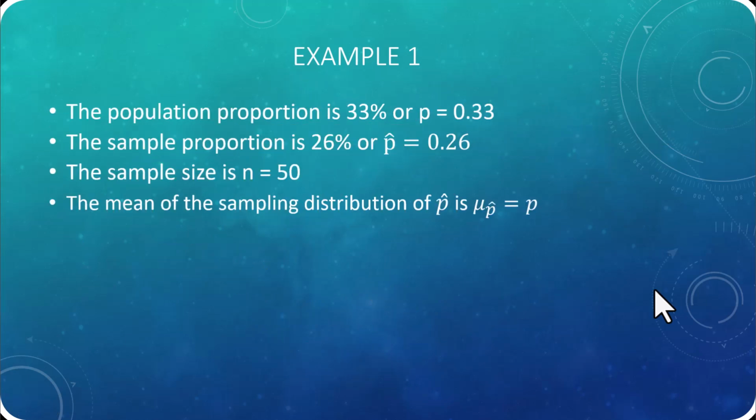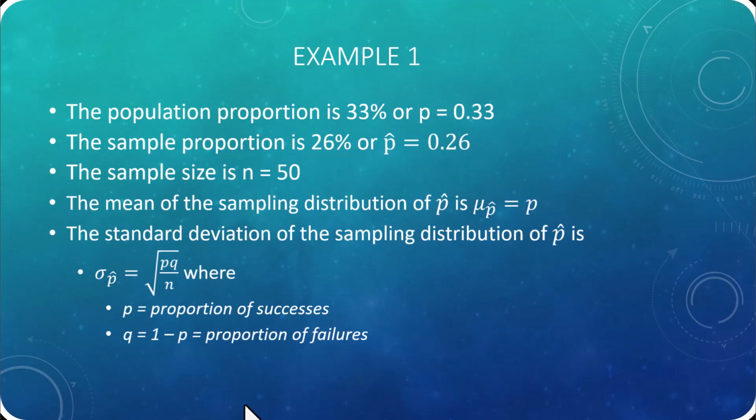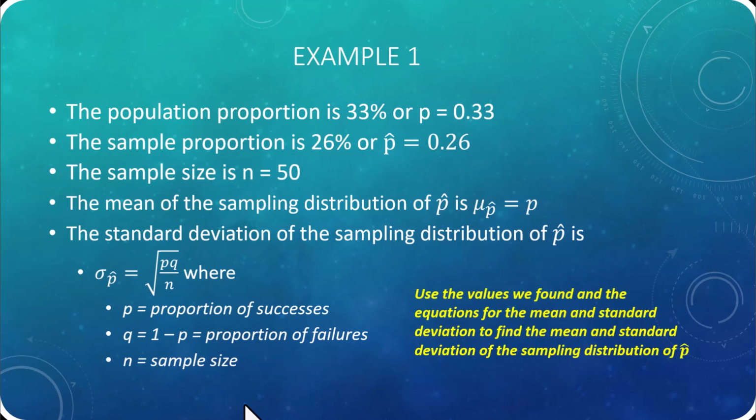So recall that the mean of our sampling distribution is our P, our population proportion. So the mean is going to be 0.33. The standard deviation is given by this equation, and again, even if you use technology at the very end, you are still going to have to crunch these numbers, unfortunately. So remember, P is our population proportion, the proportion of successes, so in this case it would be 0.33. Our Q is 1 minus P, so it would be 1 minus 0.33, or 0.67, and then our N is our sample size. In this case it would be 50.